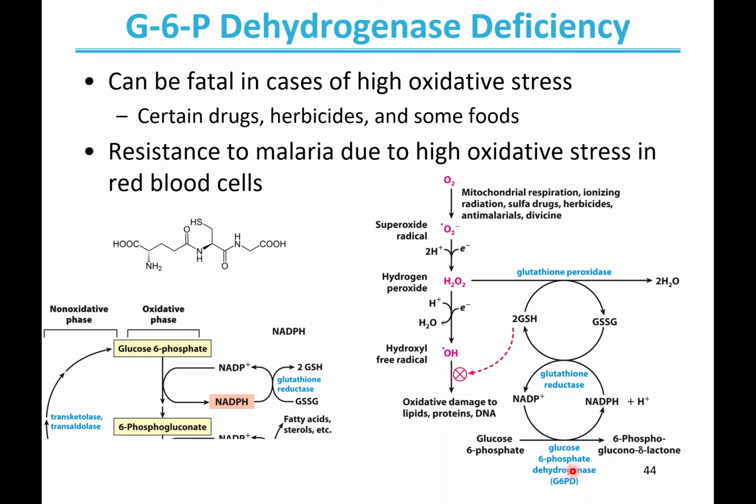If their deficiency in this enzyme is high enough. You see this deficiency continue on because being deficient in this enzyme gives these people a certain resistance to malaria because they have a high oxidative stress environment in their red blood cells. So the malaria parasite really can't live in them. So that's why this has been kind of passed on and continues to be seen in certain populations.